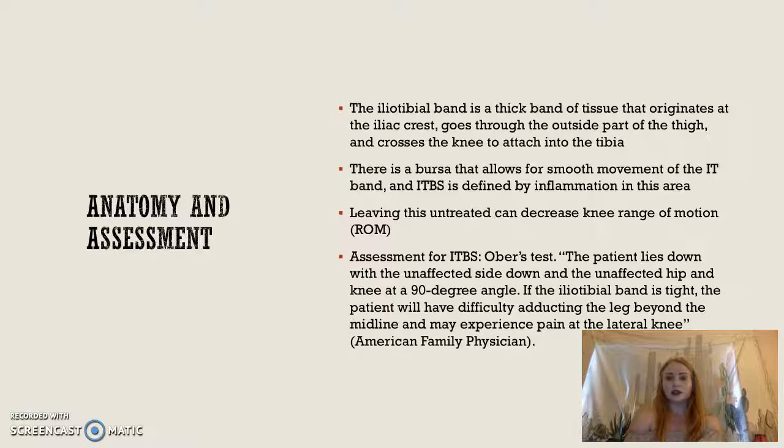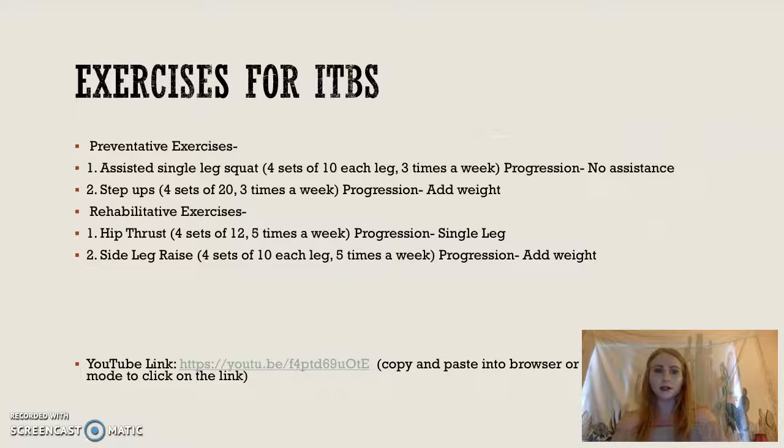And then the test for ITBS is called the Ober's test, and this is where the patient lies down with the unaffected side down and the unaffected hip and knee at a 90-degree angle. And then if the IT band is tight, the patient will have difficulty adducting the leg beyond the midline and may experience pain at the lateral knee. So that is the test to check if a patient has ITBS.